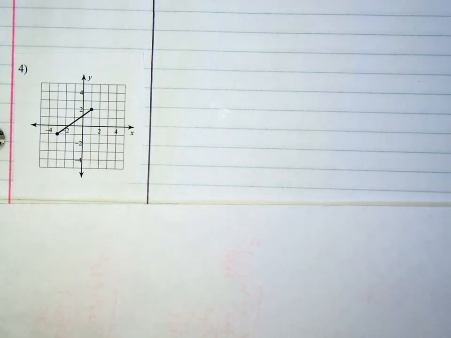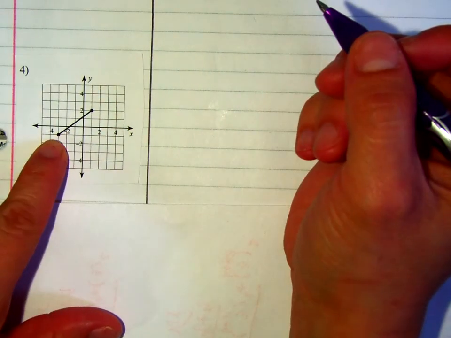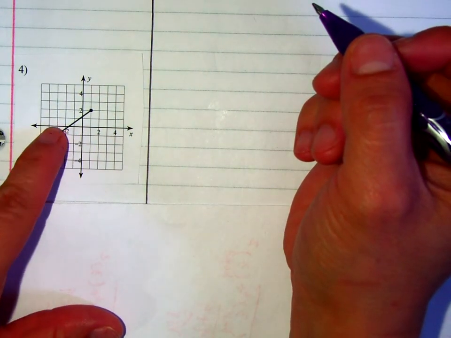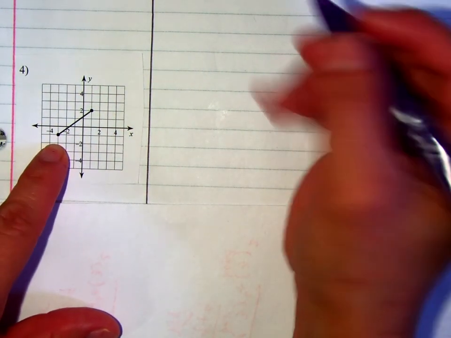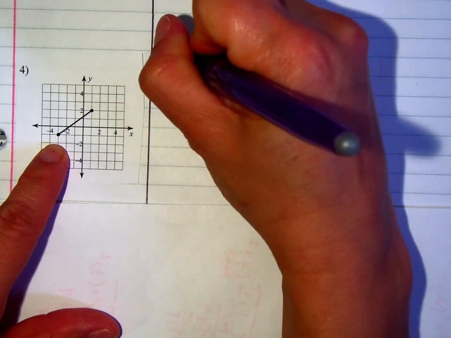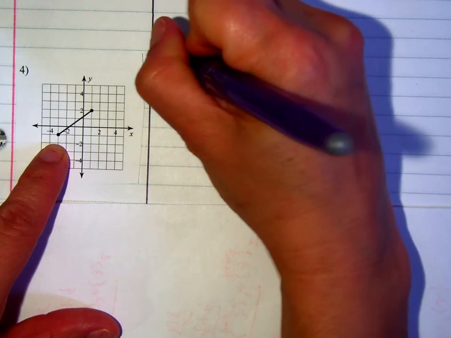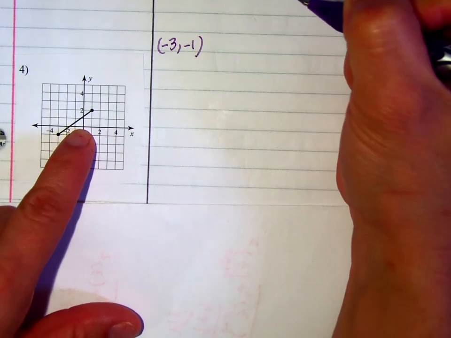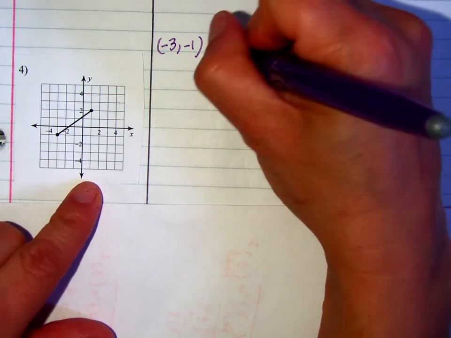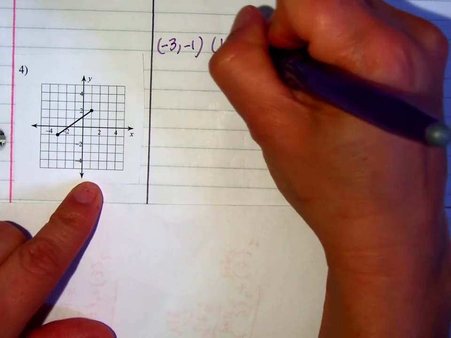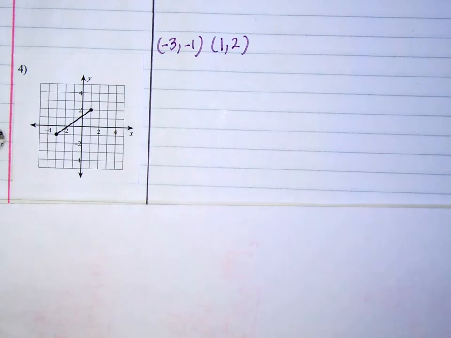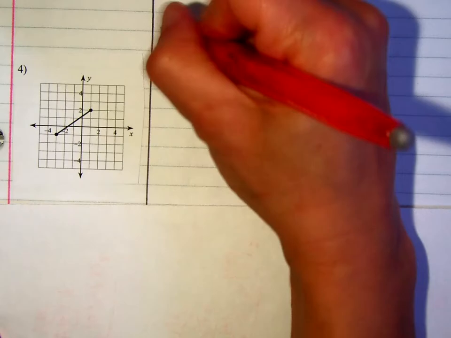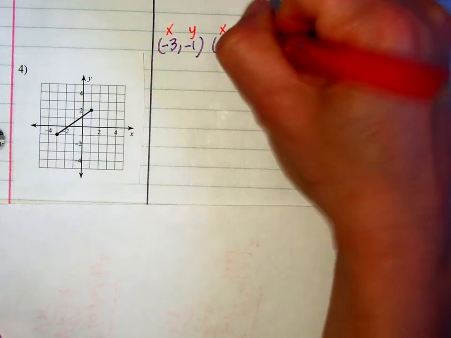For distance formula, I have to first write the ordered pairs. From the origin, how do I get here? It looks like I went 3 to the left and 1 down. And from here I went 1 to the right and 2 up. Label your ordered pairs: x1, y1 and x2, y2.